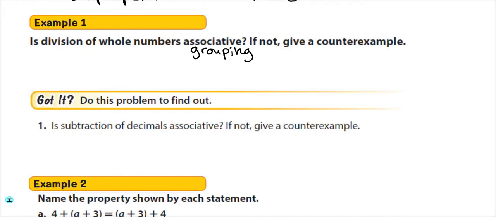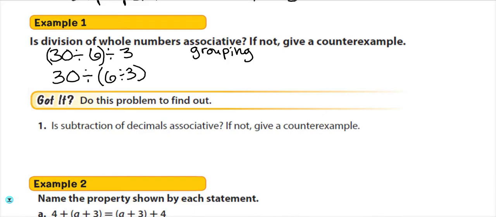Let's do like 30 divided by 6 divided by 3. Yeah, let's try that. Okay, and then let's put groupings here, and let's do the same thing. So it'll be 30 divided by, and then we'll have 6 divided by 3. All right, let's try that. So if I have 30 divided by 6, that's going to be 5. 5 divided by 3 is some funky decimal. Okay, now let's do the bottom one. So we have 6 divided by 3 first, so that's going to be 2. 30 divided by 2 is 15. All right, so that one does not work.